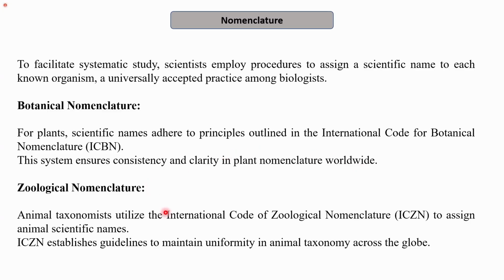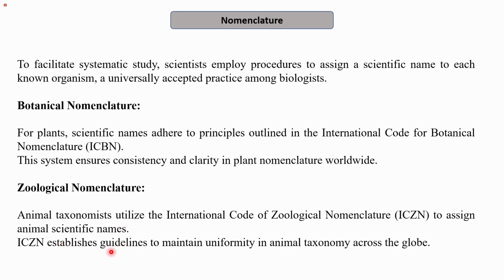Now, the zoological nomenclature is used by the animal taxonomists. We will learn who taxonomists are and what taxonomy is in the next lecture. But for now, the ones who study different animals and identify different animals are known as animal taxonomists. And these animal taxonomists utilize the International Code of Zoological Nomenclature, ICZN, to assign scientific names to the animals.